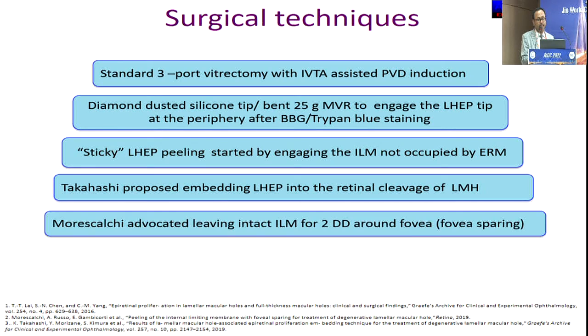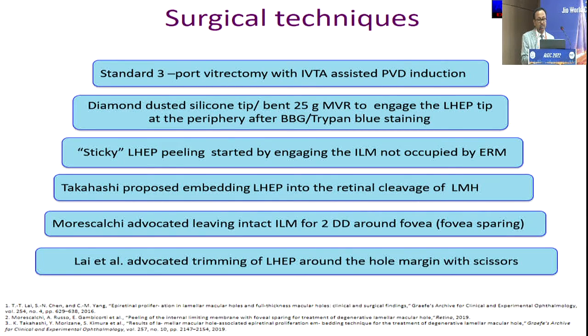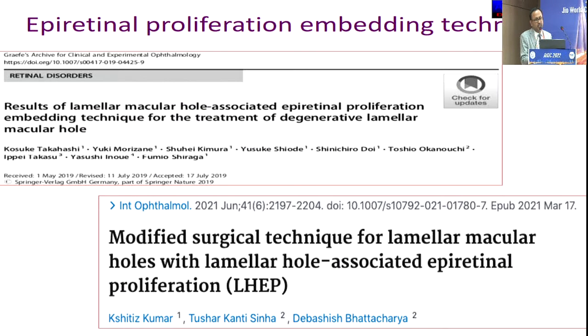And Morescalchi, they also advocated leaving the intact ILM, around 2 disc diameters, or the foveal sparing technique for these conditions. There are a few people who proposed not trimming the LHEP, while others advocated trimming of the LHEP around the whole margin with scissors and keeping a flap over the LMH. These are different techniques which have been published. This is one from the Disha group, where they also had a modified surgical technique of embedding the flap.